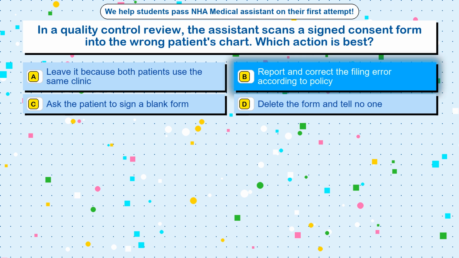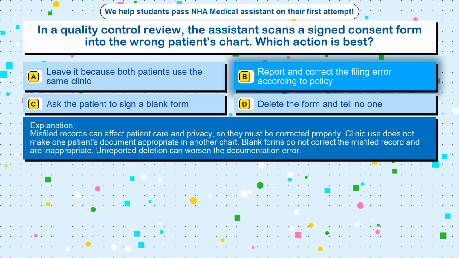The correct answer is option B. Report and correct the filing error according to policy. Misfiled records can affect patient care and privacy, so they must be corrected properly. Clinic use does not make one patient's document appropriate in another chart. Blank forms do not correct the misfiled record and are inappropriate. Unreported deletion can worsen the documentation error. Question 8.